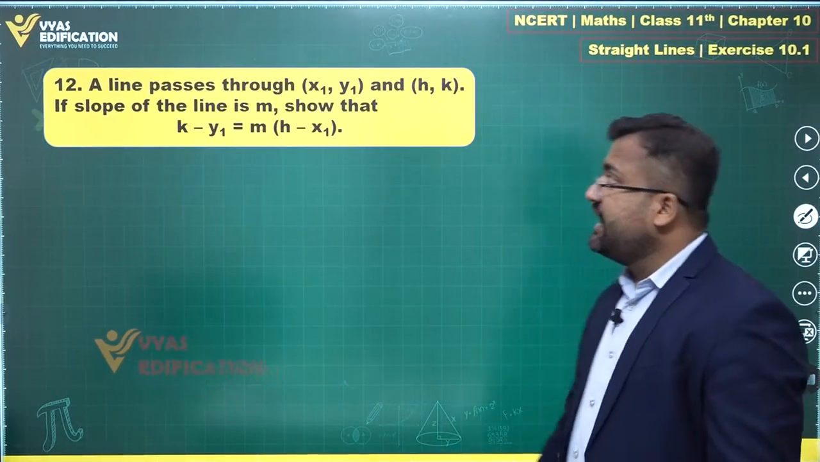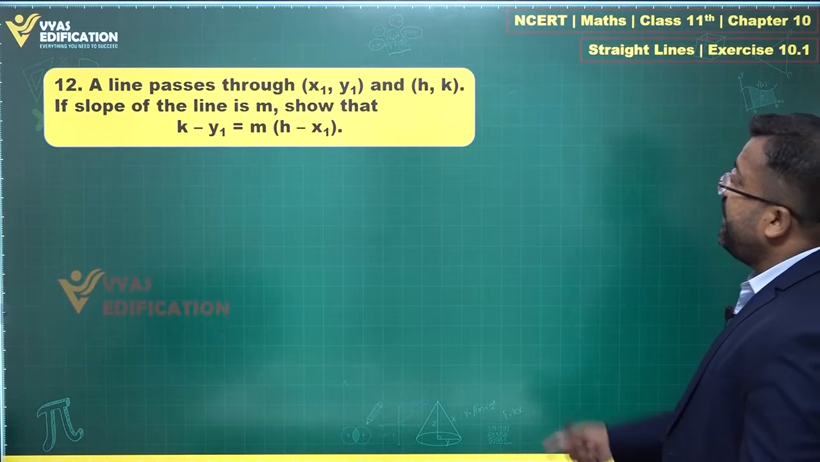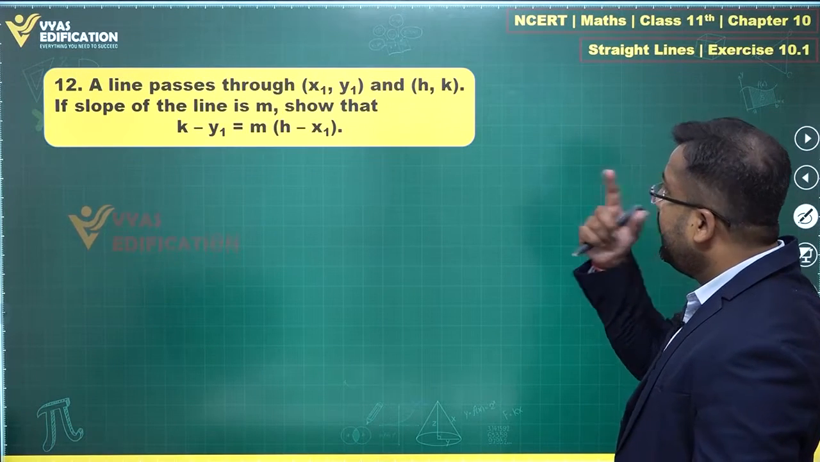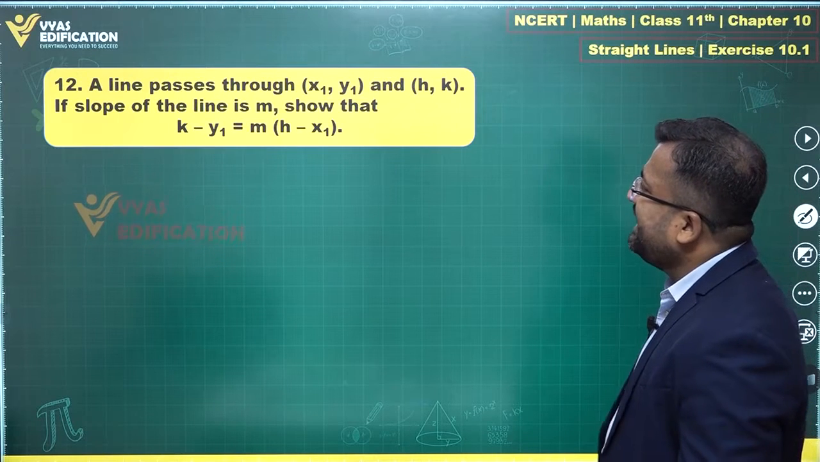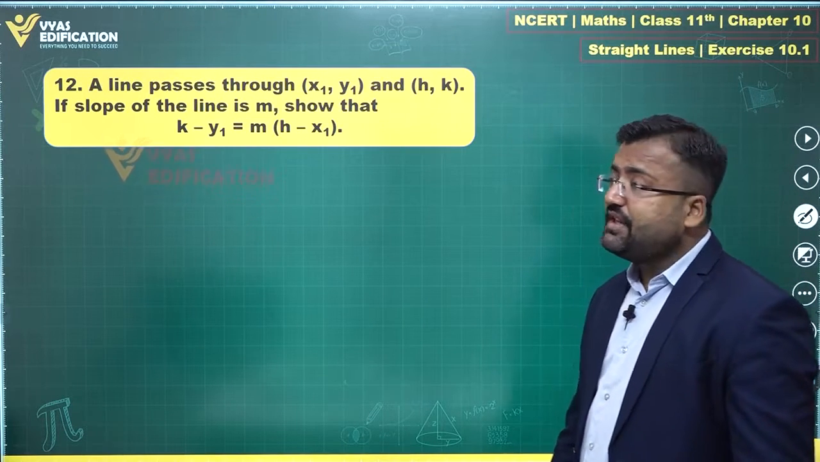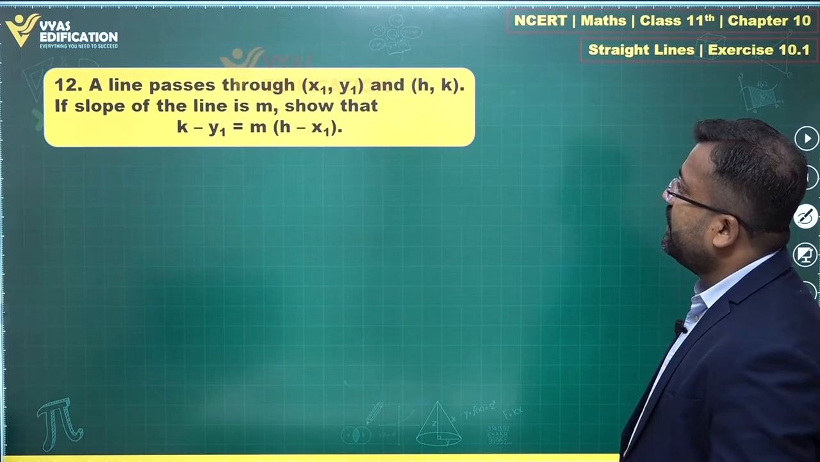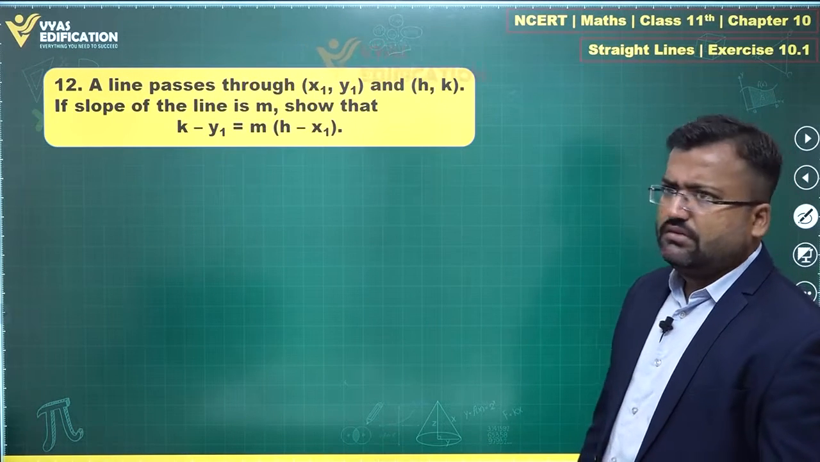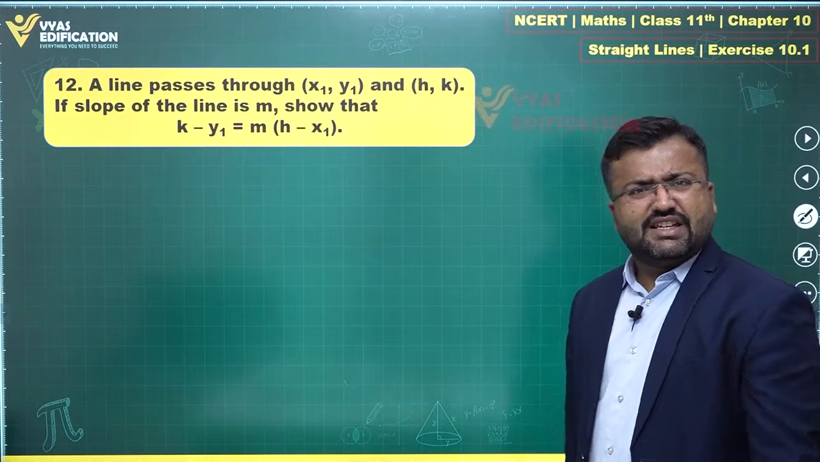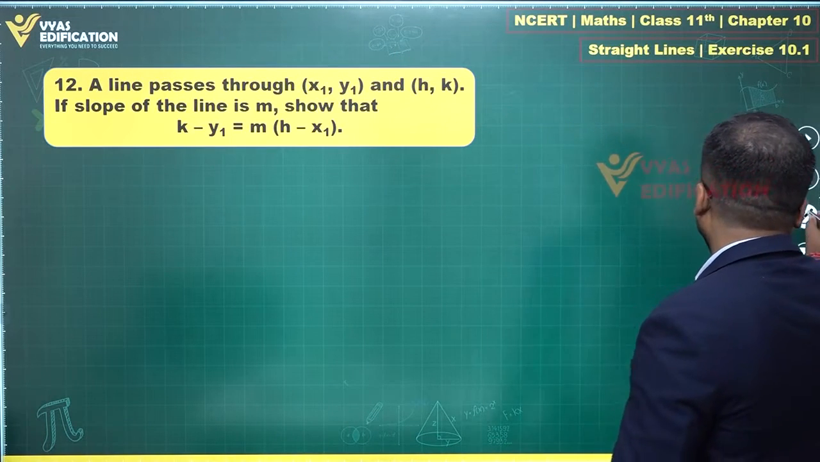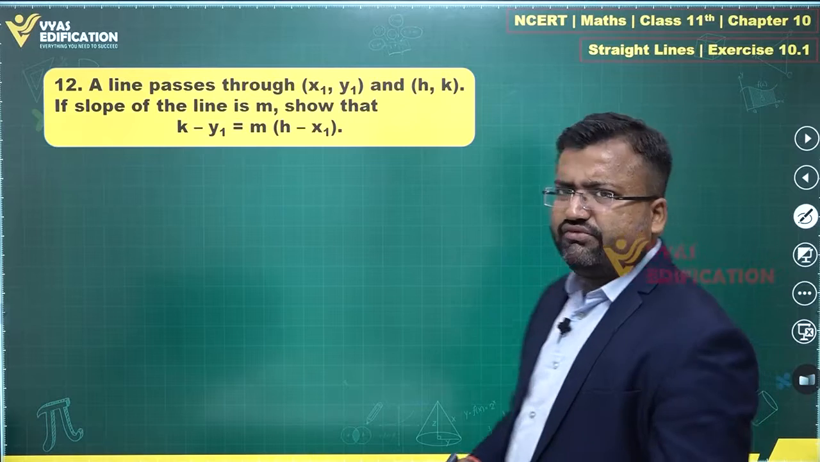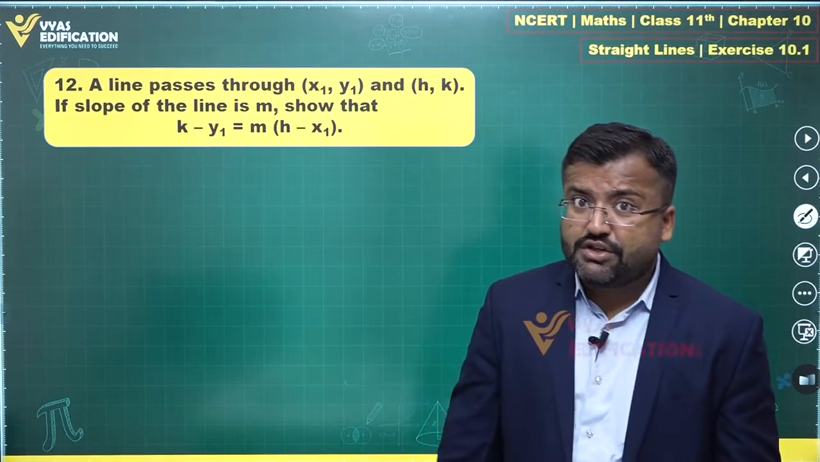The 12th question says that a line passes through x1, y1 and h comma k. If the slope of the line is m, show that k minus y1 is equal to m times h minus x1. Okay, the line passes through x1, y1 and h comma k. Can we solve this question very easily? Yes, we can solve this question very easily. The simple idea is something related to the equation of a line.